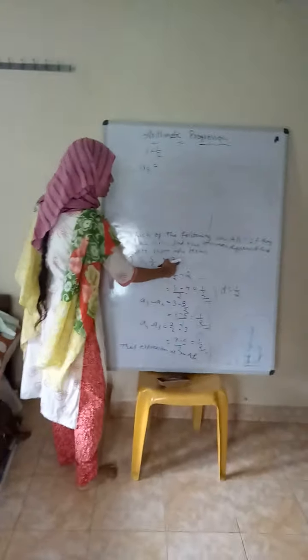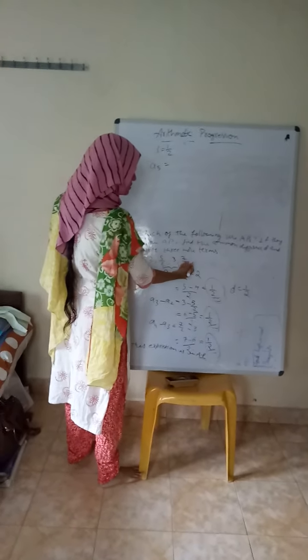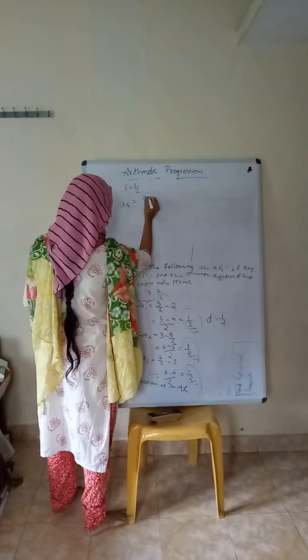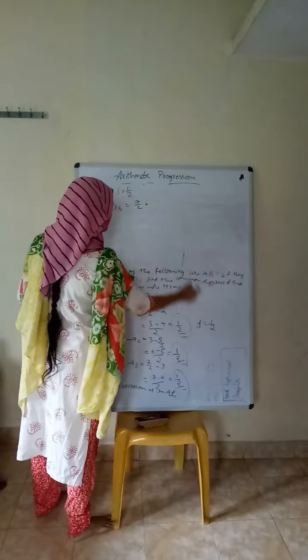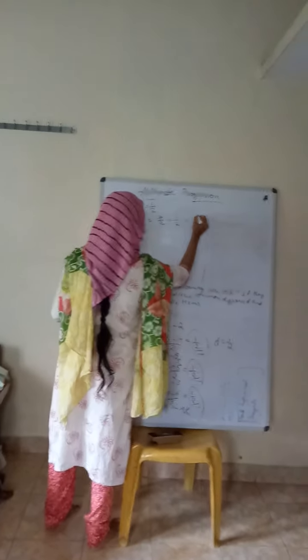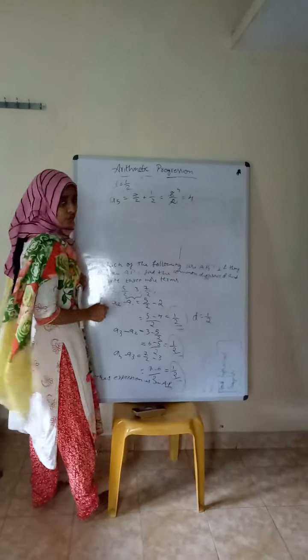How will you find? Same way as I explained before, you are adding for the preceding term, you are adding fixed D or common difference D. So 7 by 2 plus the difference 1 by 2. What you will get? Add it. Same denominator. So 7 plus 1 is 8. 8 by 2. So that it becomes 2 ones are 2, 2 fours are 8. So A5 is 4. The next A6.